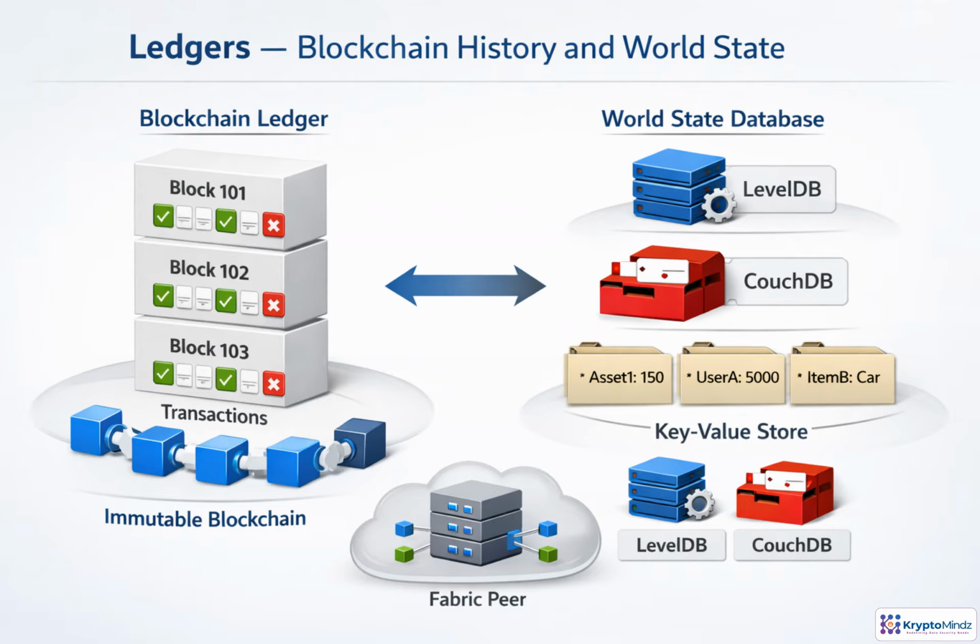For every channel it joins, a peer keeps a separate ledger. That ledger has two views of the same truth. The blockchain is the permanent history, ordered blocks of transactions, including transactions later marked valid or invalid. The world state is the current snapshot, stored as key-value data for fast reads. LevelDB is simple and embedded, while CouchDB supports richer JSON queries. Applications usually read the world state. Audits rely on the blockchain history.